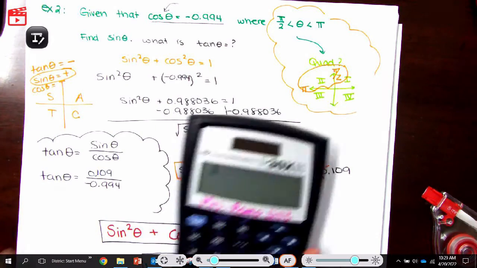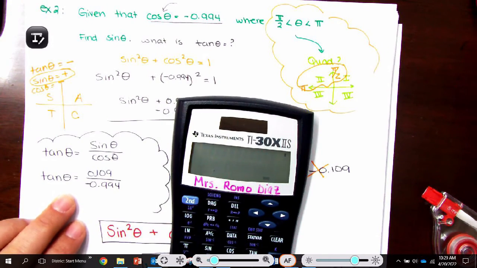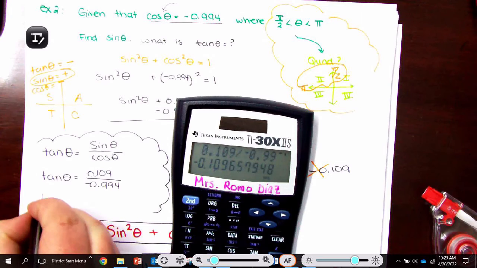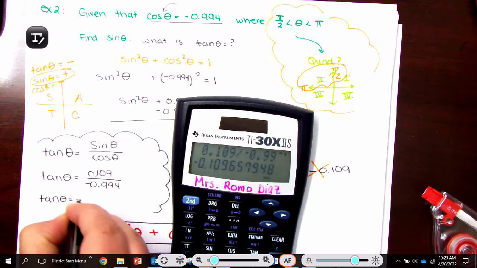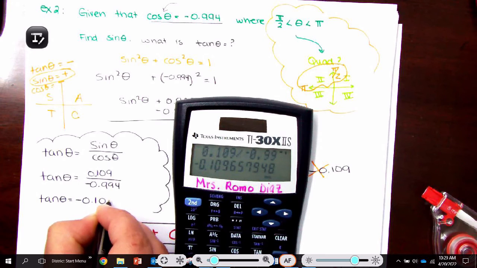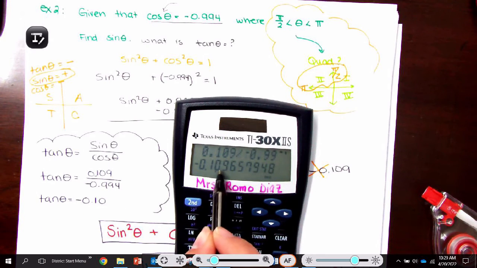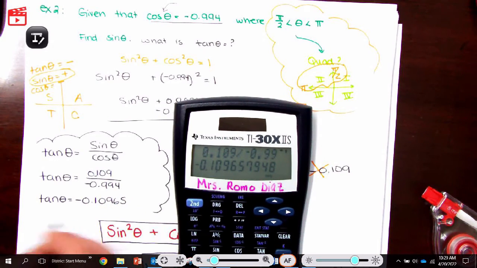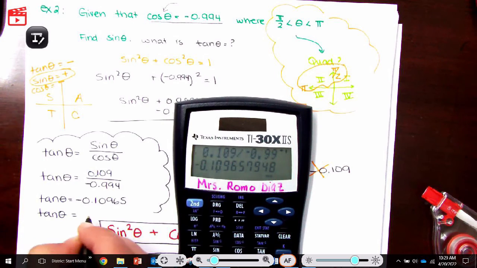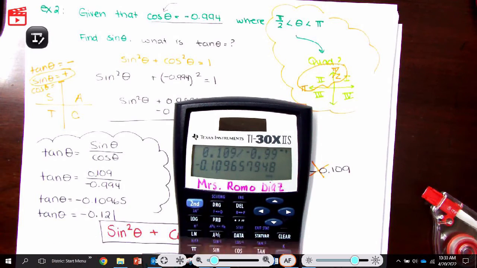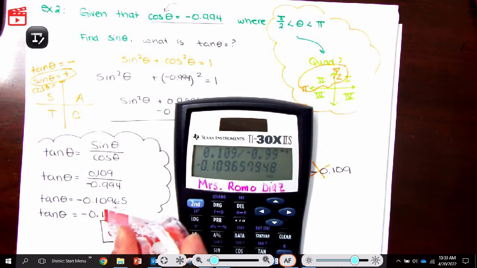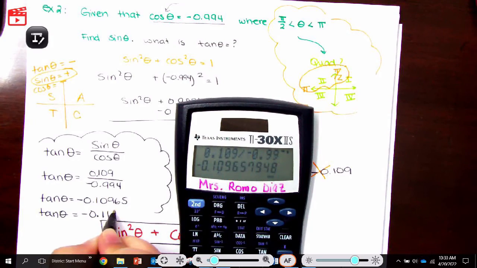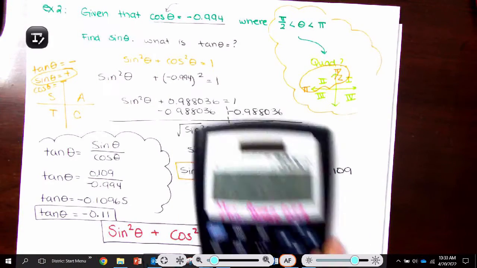Type that into the calculator. So tangent of theta is 0.109 divided by negative 0.994. So tangent of theta is equal to negative 0.1096, so I'm going to round to negative 0.11. And that is your answer for tangent.